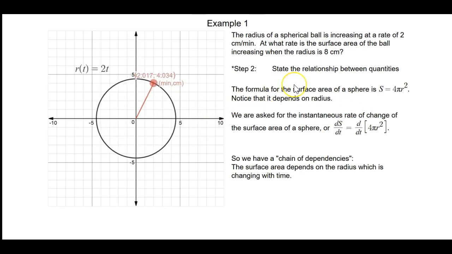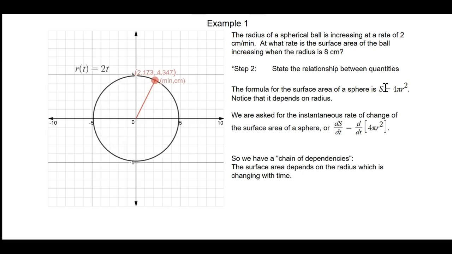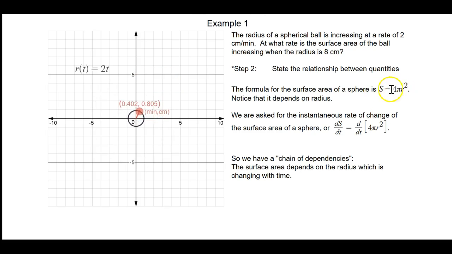Now what we want to do is find a formula or equation to relate surface area and radius. The surface area formula for a sphere is S = 4 pi r squared. And notice that the sphere's surface area depends on the radius. Since we want the instantaneous rate of change of the surface area of the sphere, we want to differentiate this. So using the chain rule, we're going to be differentiating this.